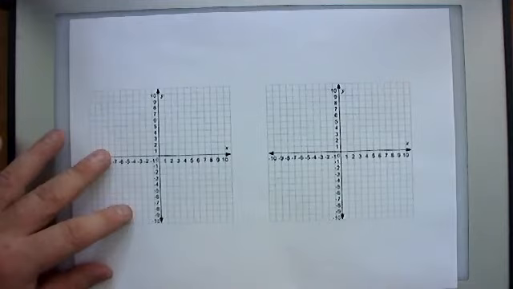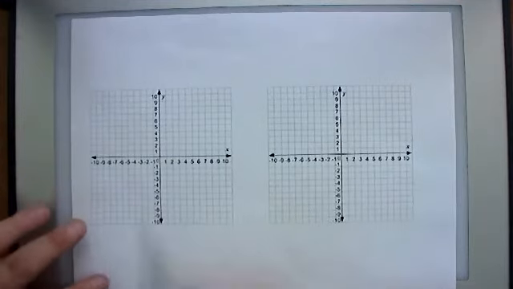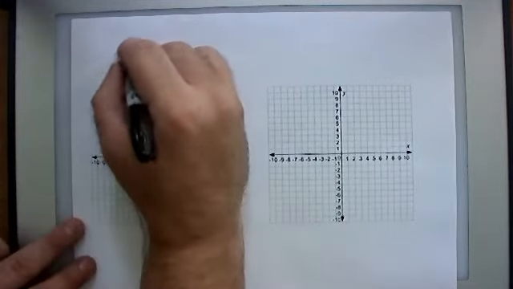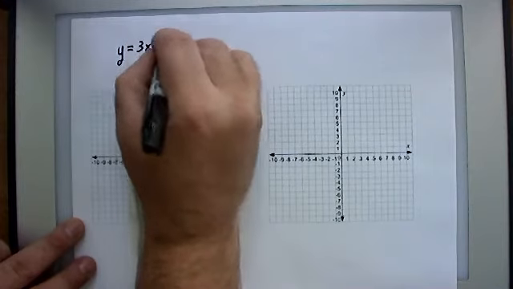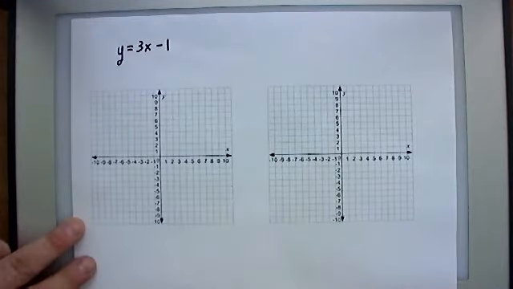Because this is the majority of the homework, is graph. Just here's an equation, graph it. Here's an equation, graph it. Here's an equation, graph it. Okay. So on this first one over here, let's do y equals 3x minus 1. Okay. Just something fairly simple, nothing crazy with the numbers.